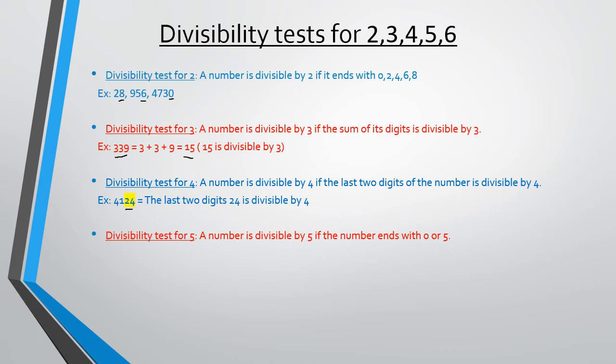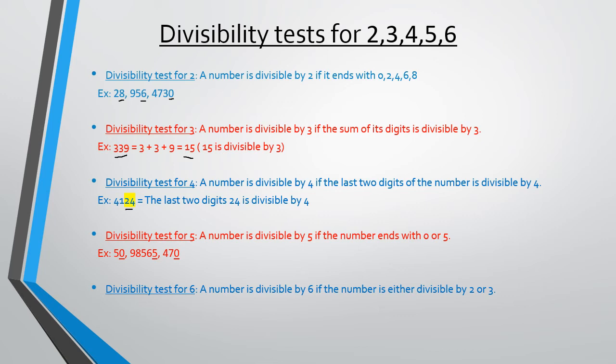Divisibility test for 5. It is very easy, children. If a number ends with 0 or 5, then that number is divisible by 5. Here I have taken the example 50. It ends with 0, so it's divisible by 5. Here 98,565. It ends with 5, so it is divisible by 5. Lastly, I have taken the example of 470. It ends with 0. Even that is divisible by 5.